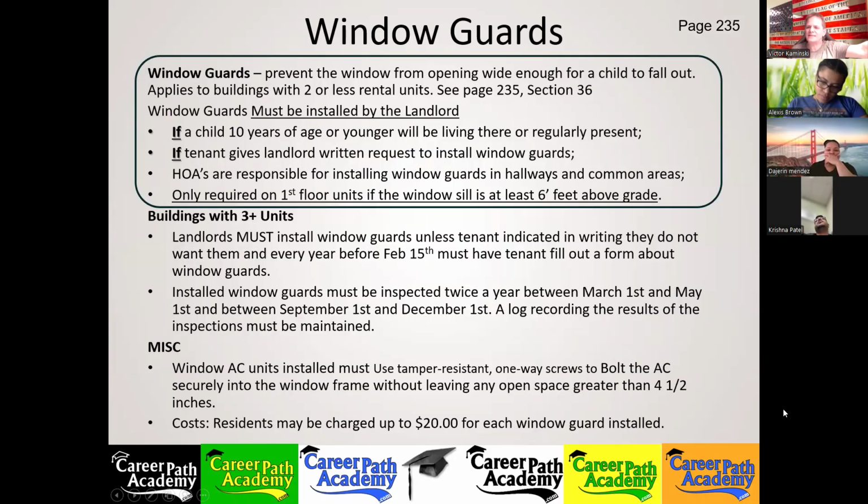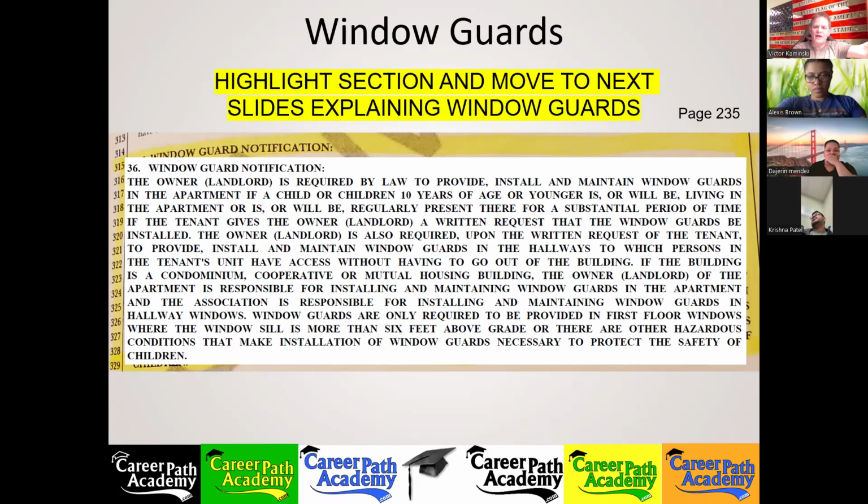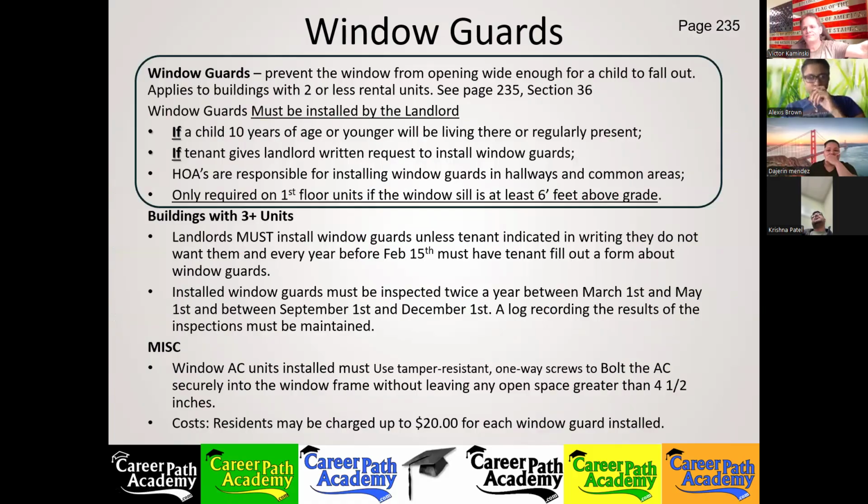I got a nice explanation here for you. You may want to snap a picture of this, especially since there is no explanation in the book other than that paragraph in the lease. So, what is a window guard? Well, it prevents the window from opening wide enough for a child to fall out. It prevents the window from opening wider than and having any gaps wider than 4 inches, basically.